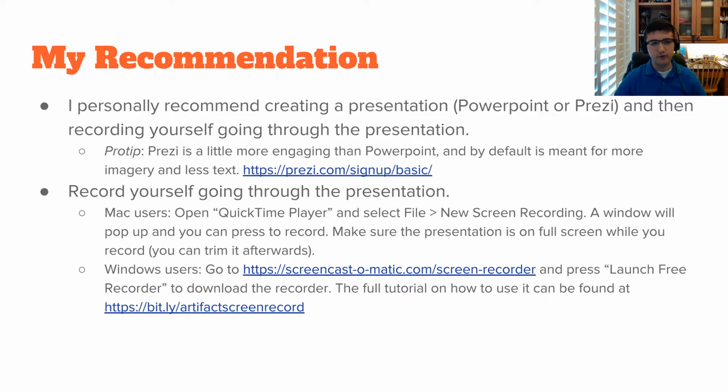On Mac, to record you'd use the QuickTime Player. I mentioned this in the first lecture, but I didn't go into too much detail about it. You're going to open QuickTime Player on your Mac. Most Macs have it downloaded, if not all. You go to File, New Screen Recording in the top menu bar, and then a window is going to pop up with a record button. Just press record, and make sure the presentation is on full screen while you're presenting it. You can always trim the edges afterwards.